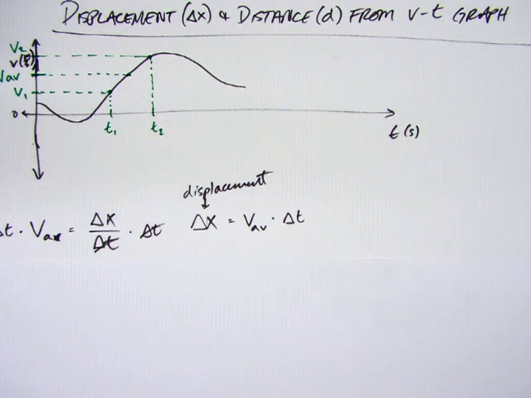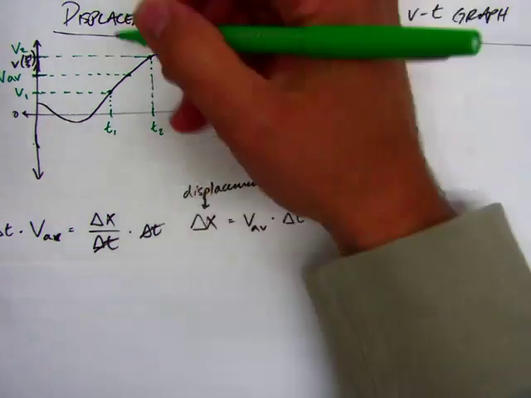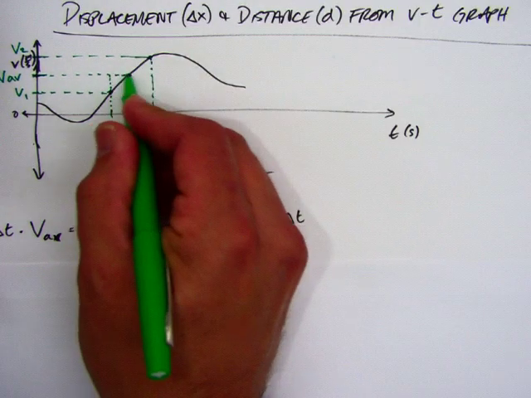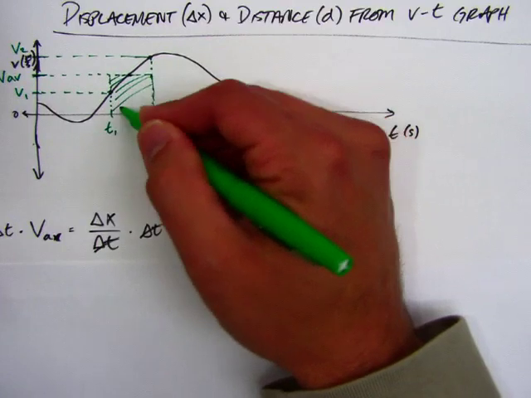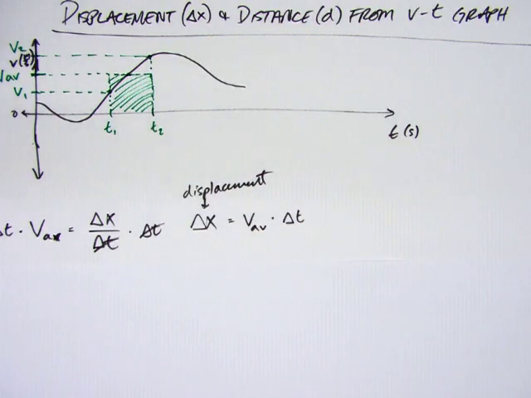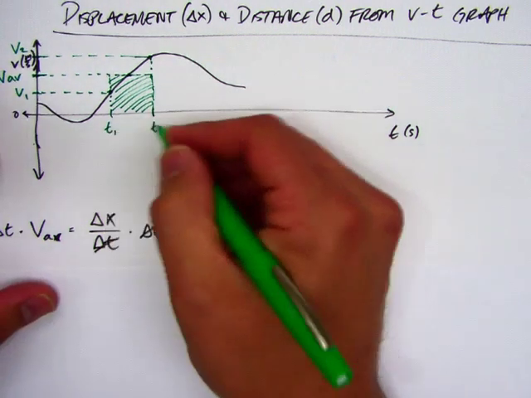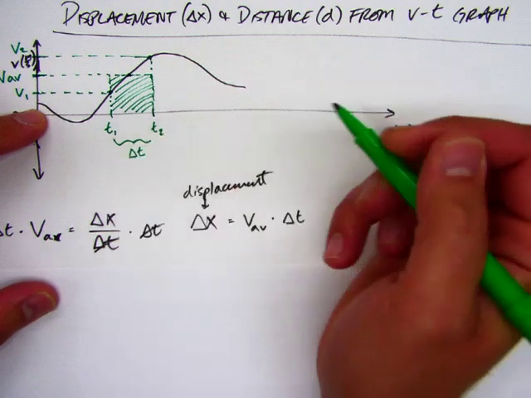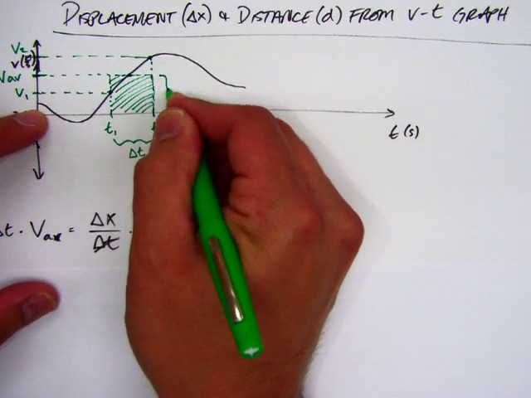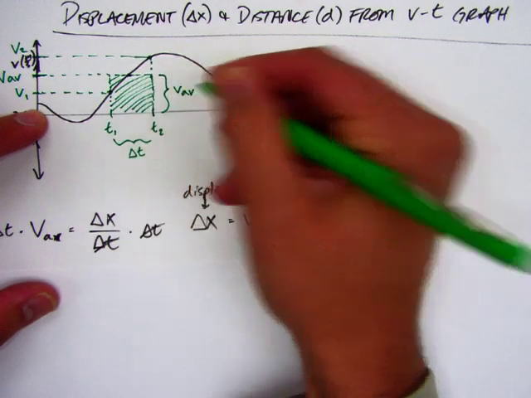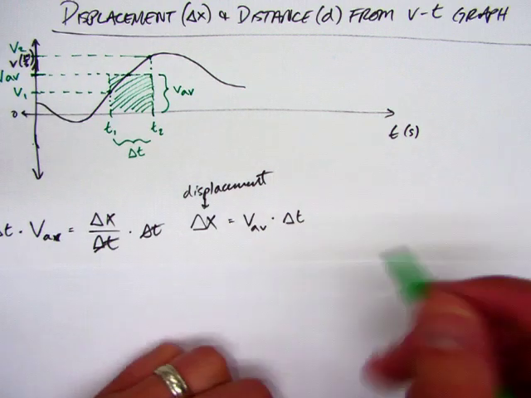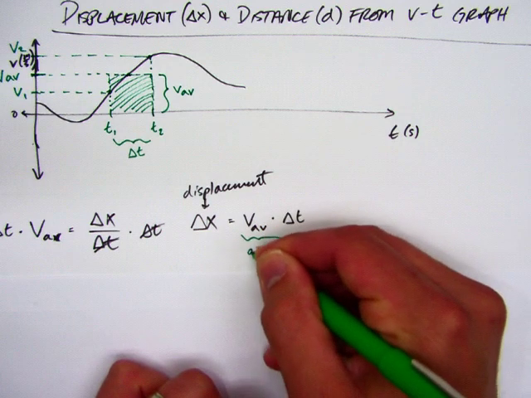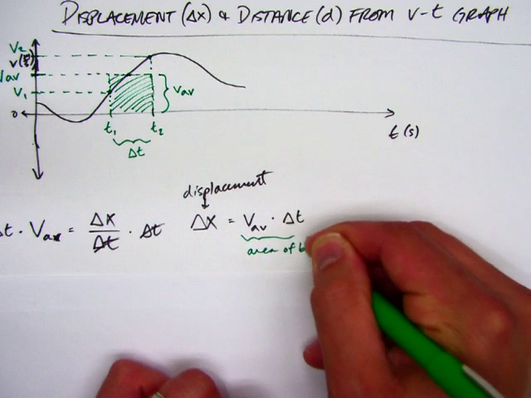Okay, let's go back to the graph and see if we can make a connection here. I'm going to draw a little box here, and hash it out like so. Let's say I were to tell you to find the area of this box. From t1 to t2 is my time interval, my delta t, and the height of my box is my v average. So the area of this box would be my v average times my delta t.